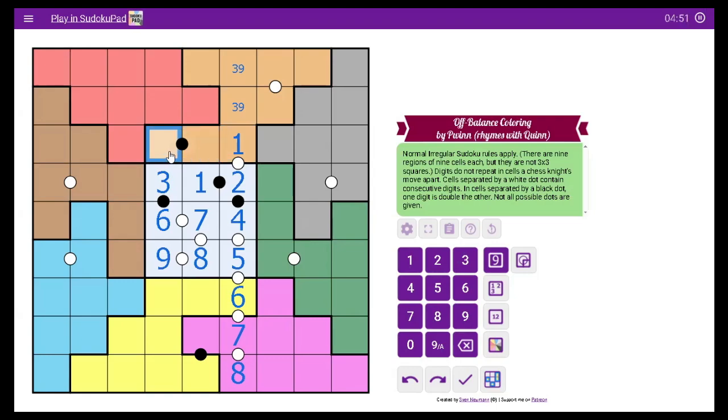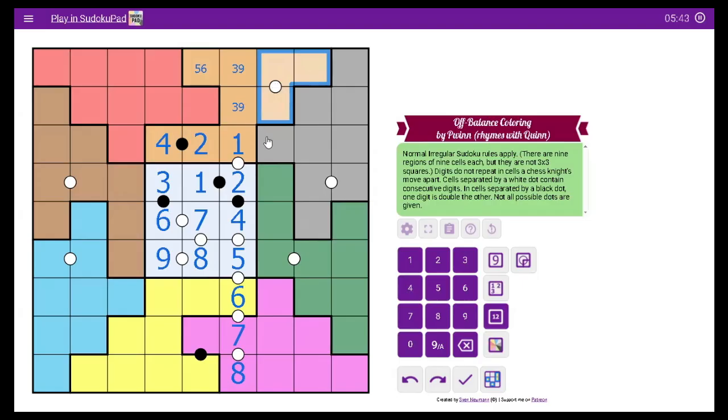This cell cannot be a 1, a 2 by knight's move, or a 3 or a 6. So the only cell it can be is a 4 or an 8. Now, if it's an 8, it pushes a 4 here, which would mess up the puzzle by knight's move. So therefore, this must be a 4. And it's not 4, 8, because that would clash with this, so it's 4, 2. And now we can say this cell is either a 5 or a 6 because it's seeing everything else.